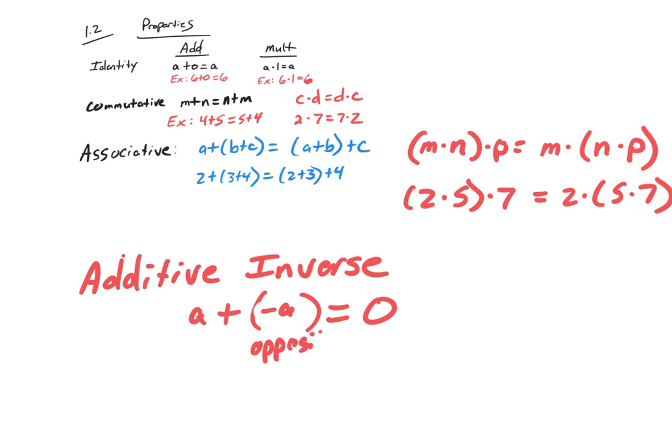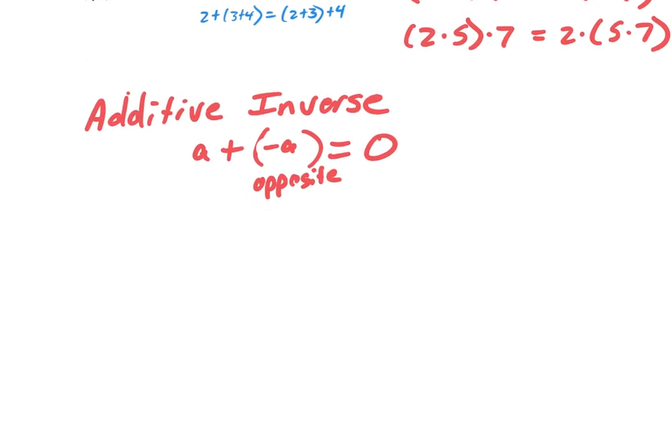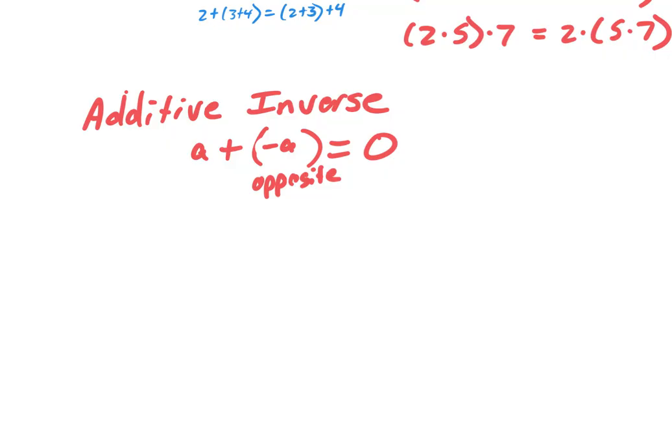Opposite means it changes its sign. Anytime you add the opposite to a number, you always end up at 0, okay? So we call that the additive inverse. Those two are additive inverses of one another. If I started with a -3, if I add a +3 to it, I finish out as 0 because they offset one another.